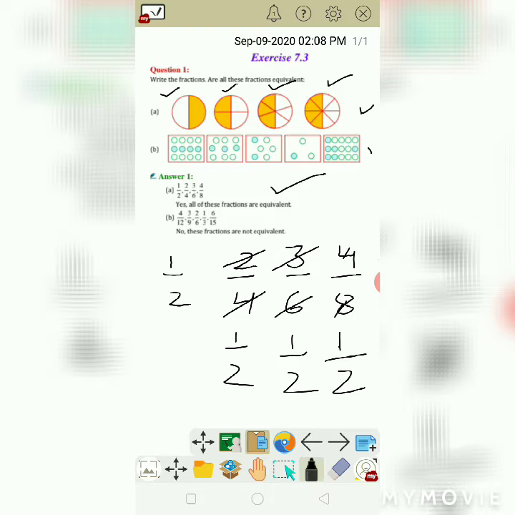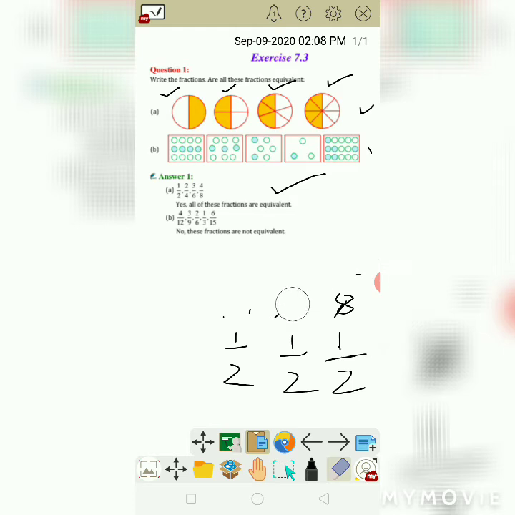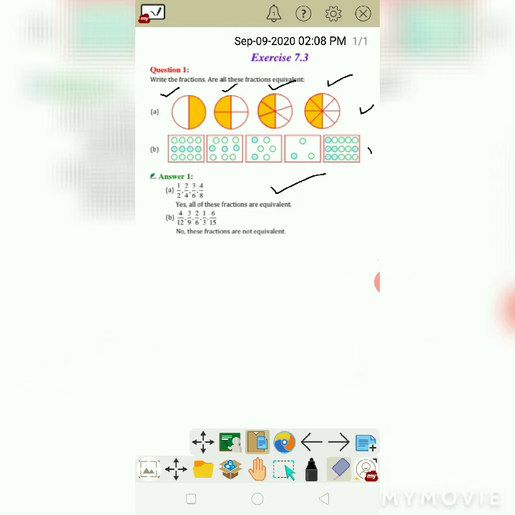Similarly, you can do the B part. Let us do B part. How many circles are there and how many are filled in B part? Let us count in the first part: 1, 2, 3, 4, 5, 6, 7, 8, 9, 10, 11, 12. So total are 12. In the denominator you will write 12, and how many are filled? 4 are filled.